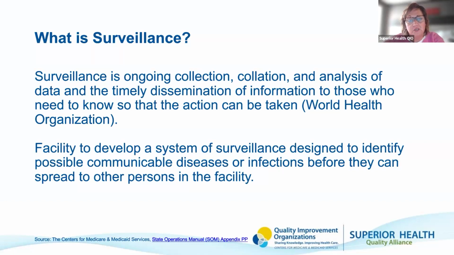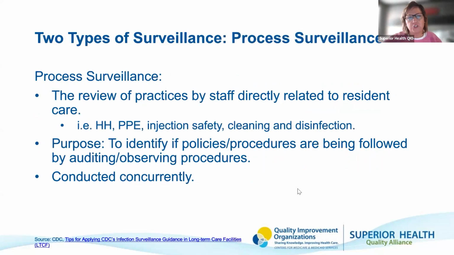So this is a definition about surveillance, and this is directly from the State Operations Manual, Appendix PP, affectionately known as the rules, the regulations. And they define it as an ongoing collection, collation, and analysis of data with timely dissemination of information to those who need to know. The facility needs to develop a system of surveillance designed to identify possible communicable diseases or infections before they can spread to persons in the facility. So we're doing surveillance to make sure that we keep infections at bay and from spreading to others where we could potentially cause harm. So there's two types of surveillance.